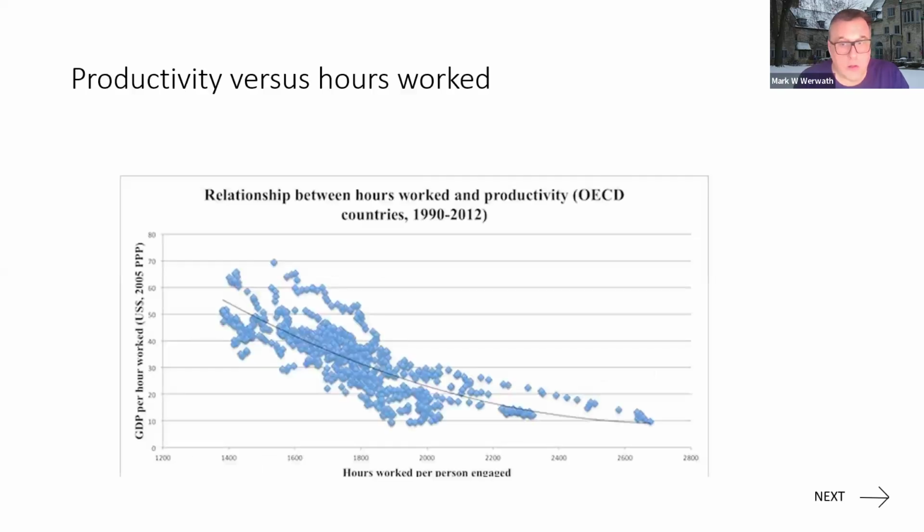Productivity versus hours worked. This is a study that was done in terms of GDP per hour worked, different countries in the OECD from 1990 through 2012. And they actually looked at, the economists looked at the amount of hours spent on the x-axis, right, per person, and then the GDP per hour worked, which is a form of efficiency or productivity, right? And obviously your productivity goes down because you're spending more and more time to deliver less and less incrementally. That's the law of diminishing returns, right?